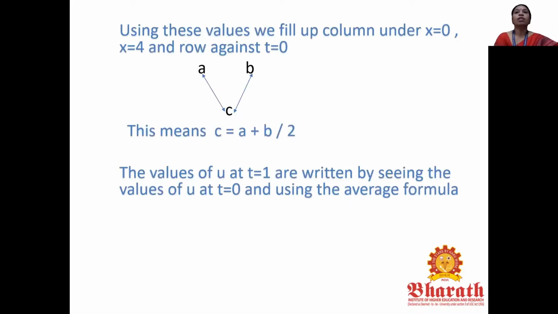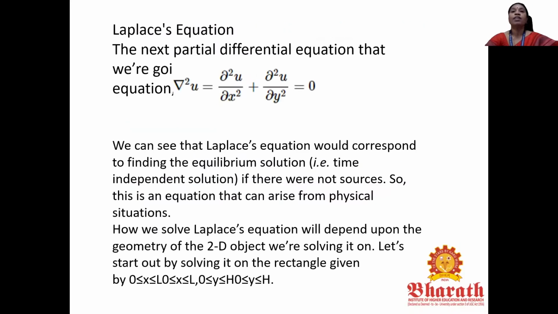So using these values, we fill the column at x is equal to 4 and the row against t is equal to 0. That is a comma b. If you add a and b, and divide it by 2, you will get c. That is, this means c is equal to a plus b by 2. This can be represented by the diagram shown in the slide. So the values of u at t equal to 1 are written by seeing the values of u at t equal to 0 and using the average formula.